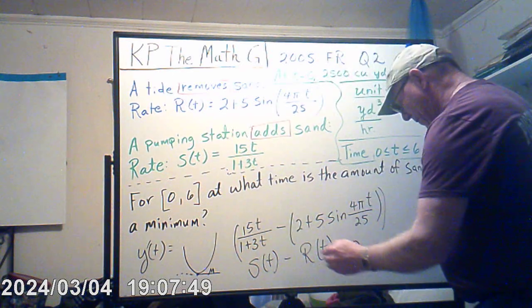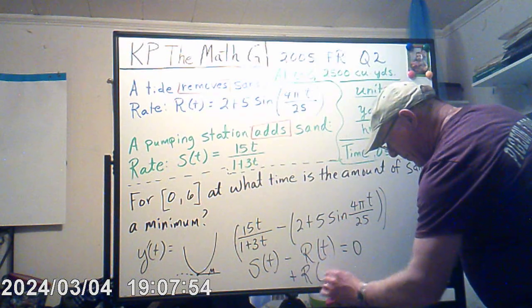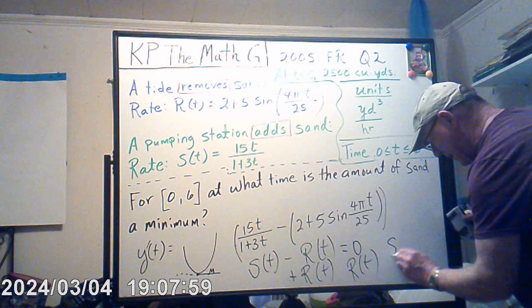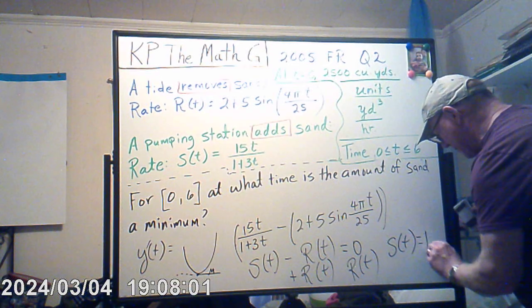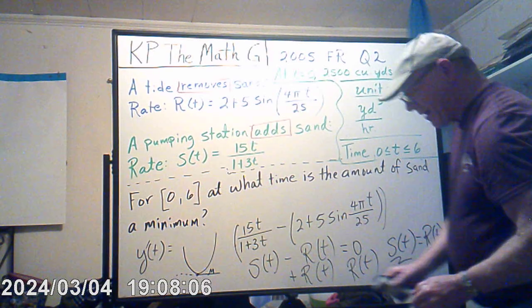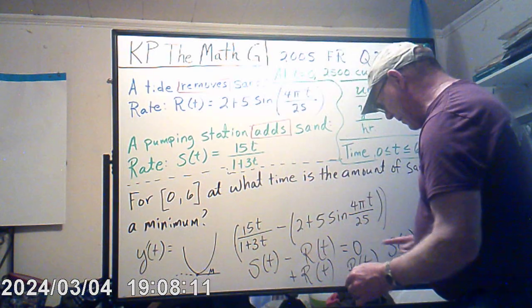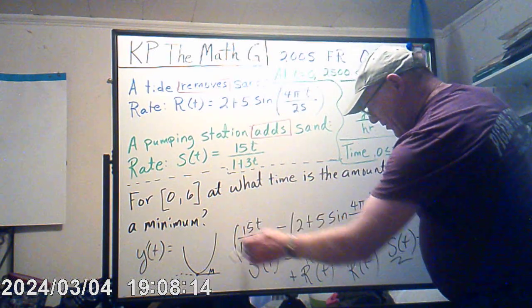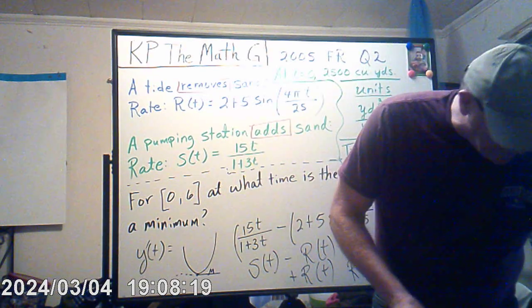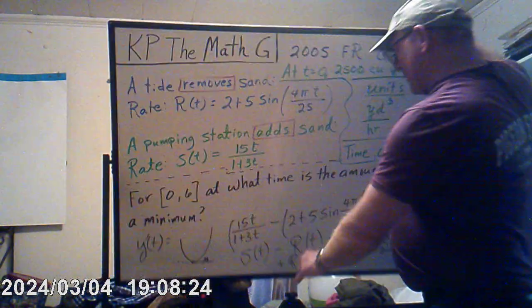If you solve this, you add this to both sides, and you have S at t is equal to R at t. And we want to know when they are equal. So that's the point we're at right now. We want to set this equal to this. And on my calculator, on my phone, I'm going to flip this over and show you.